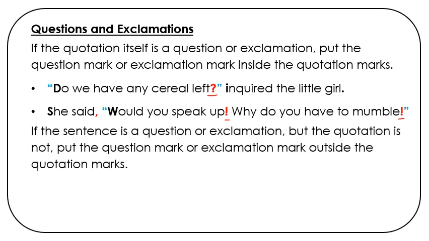If the sentence is a question or exclamation, but the quotation itself is not, put the question mark or exclamation mark outside the quotation marks. Did he say, "It's raining outside"? Okay, the person is asking if he said it's raining outside, but "it's raining outside" is not a question. So we put the question mark outside of the quotation mark.